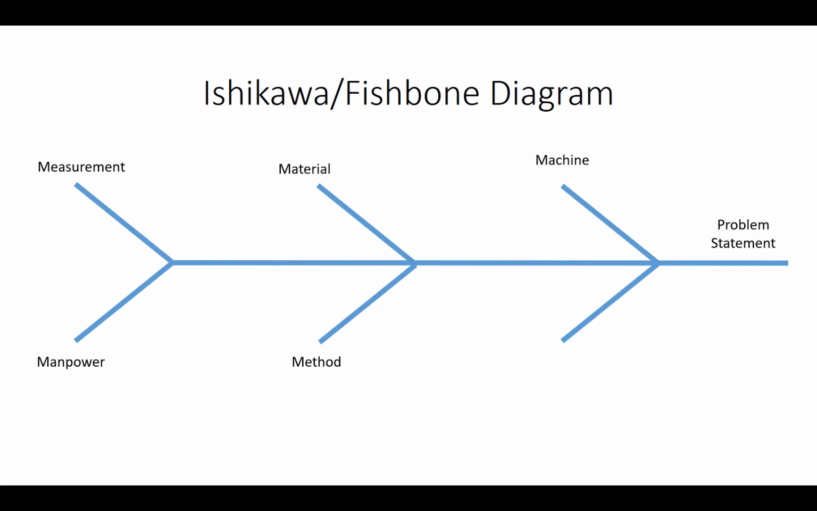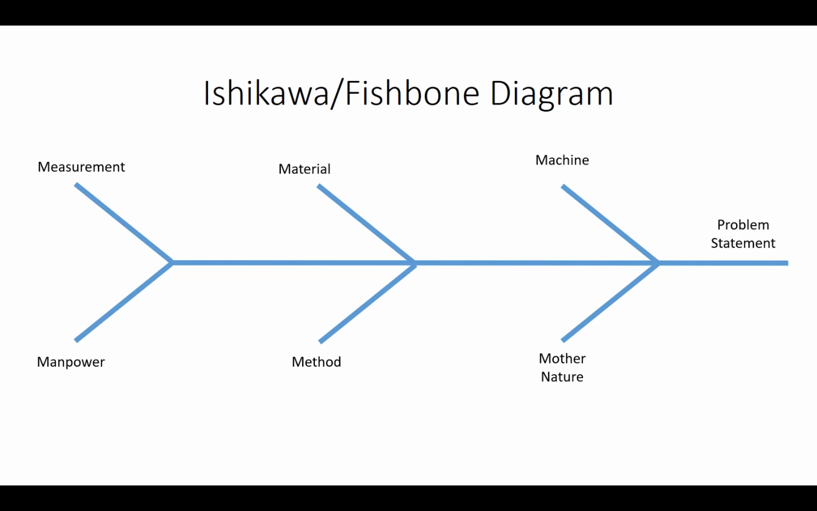Next is our method. This is the hows of what we do things. So what are our processes and procedures? What are our SOPs? Do we not have them? Not having them is also a method. And lastly is Mother Nature, sometimes called environment. So this is things like humidity, heat, temperature. This can be something is stored outside versus inside.